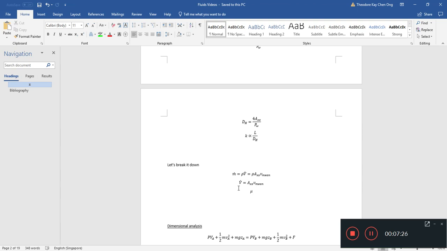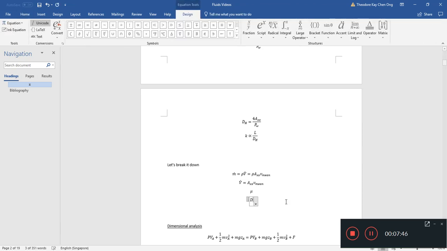What else? We have the cross-sectional area, we have the mean velocity, we have all this. And then what else? Maybe this thing we found, the hydraulic mean diameter.